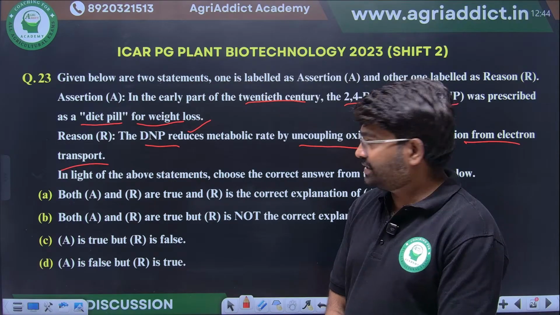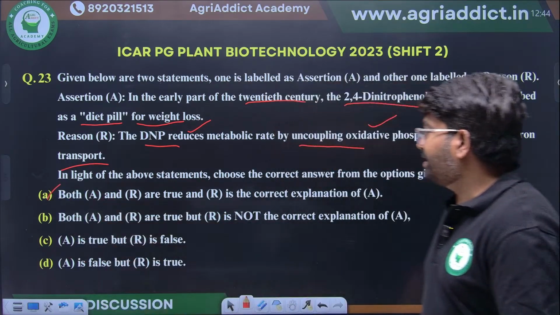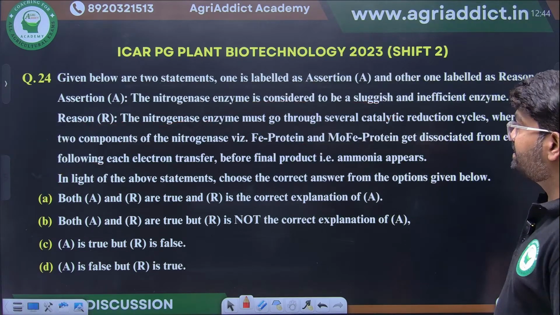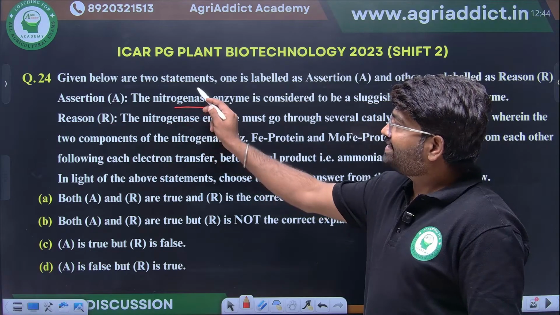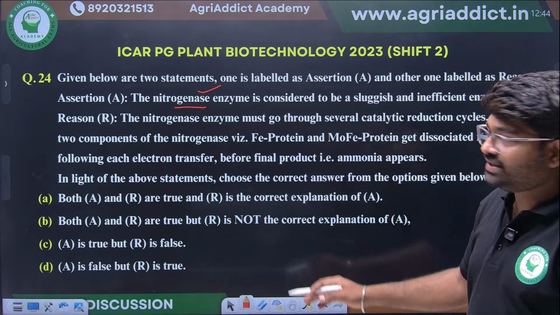Any guesses? Yes, very good. A and R are correct and R is the correct explanation of A. This is a very simple question only. Then they are asking about nitrogenase enzyme. This we have already discussed.